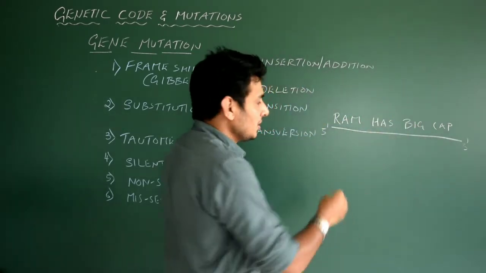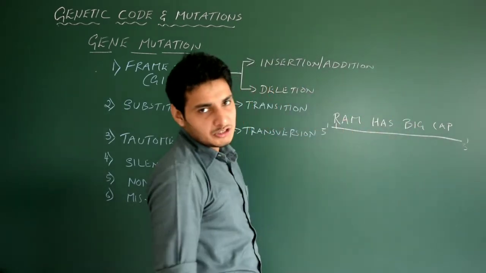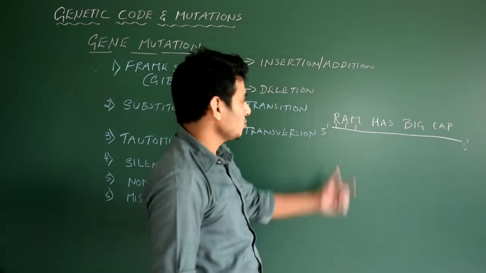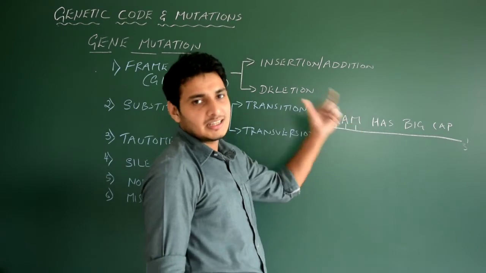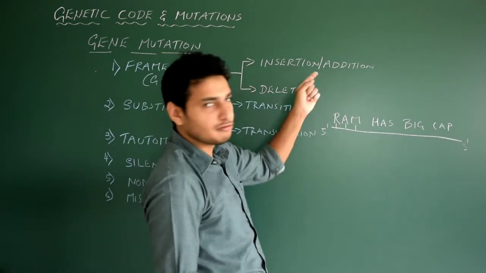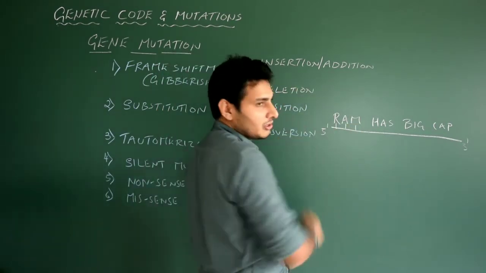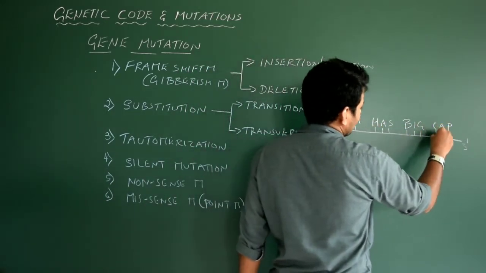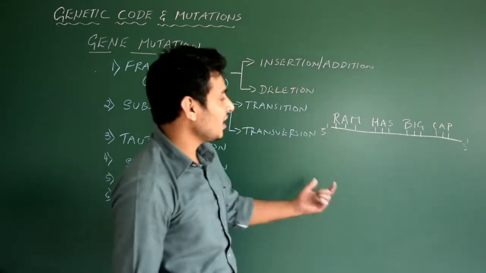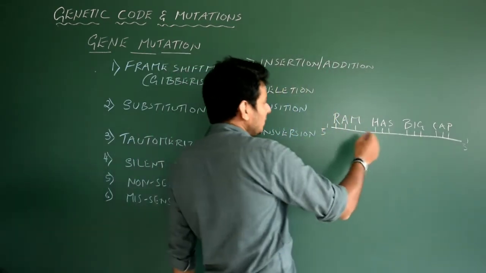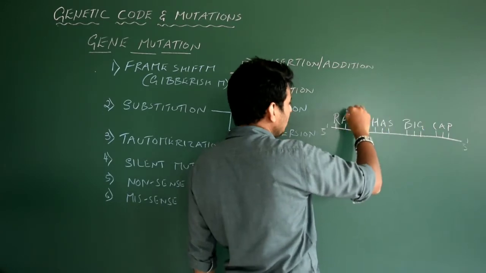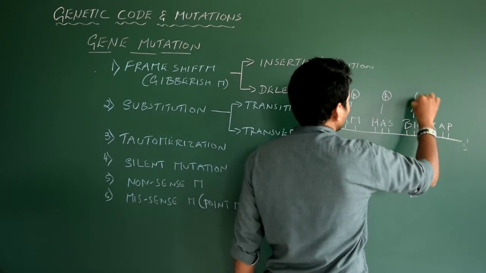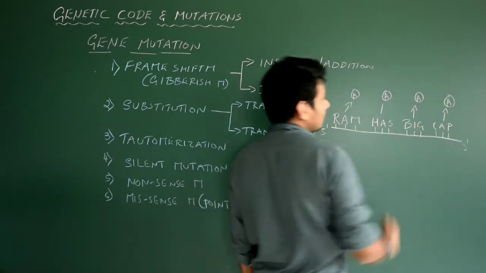Ram has big cap. So R is one nitrogenous base, A is also one nitrogenous base, M is also one nitrogenous base. So in the mRNA, Ram, that is a set of 3 nitrogenous bases, is going to code for a specific amino acid. Hence it is called a codon. Ram is a codon, has is also a codon, big also a codon, cap is also a codon. We know it. Ram has big cap, so these 4 codons are going to code for specific amino acids, correct? We know that during the translation mechanism.